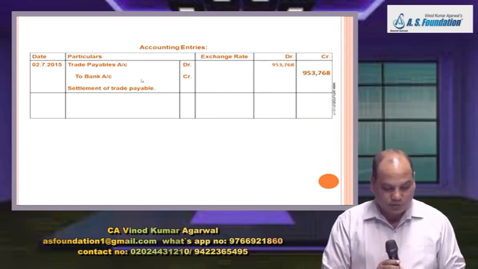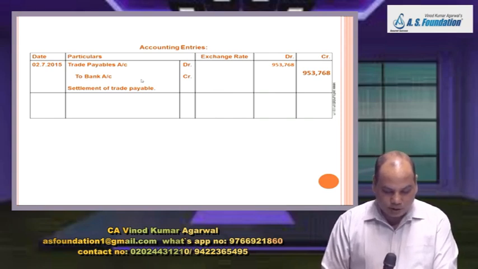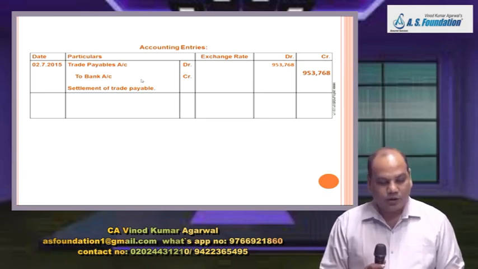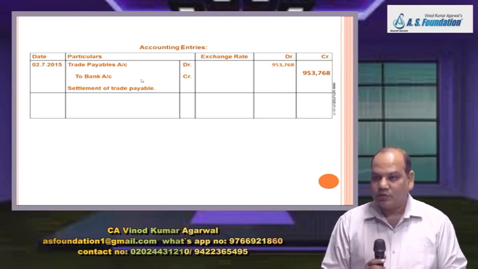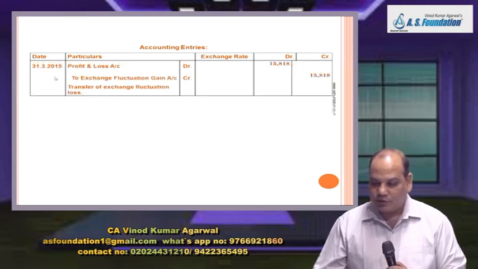Calculate 15,000 into how much is that rate on 2nd July? 63.5845. Just multiply 63.5845 into 15,000. Are you getting 953,768? Is the answer right? And what will you do with that exchange difference?